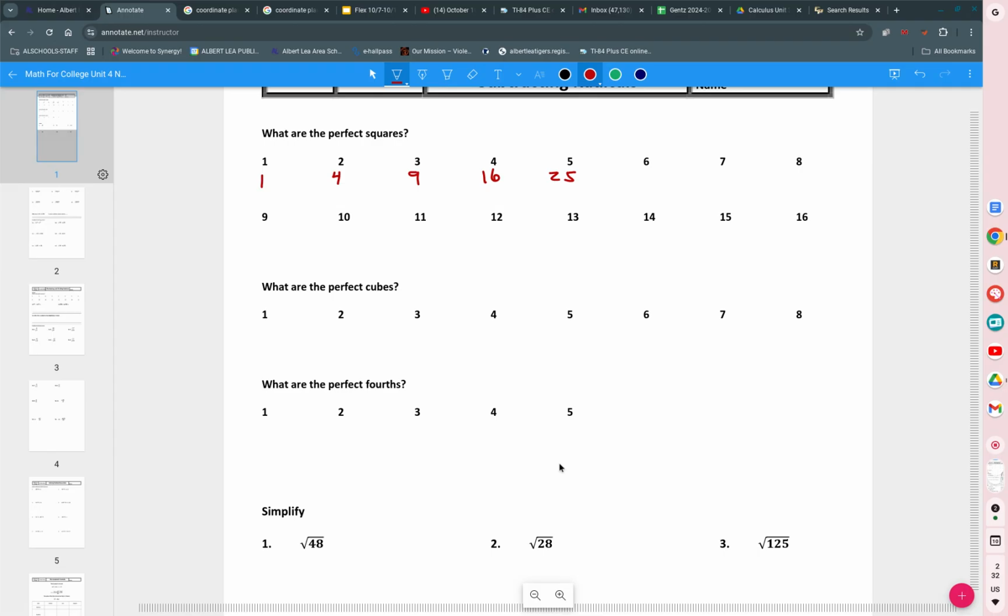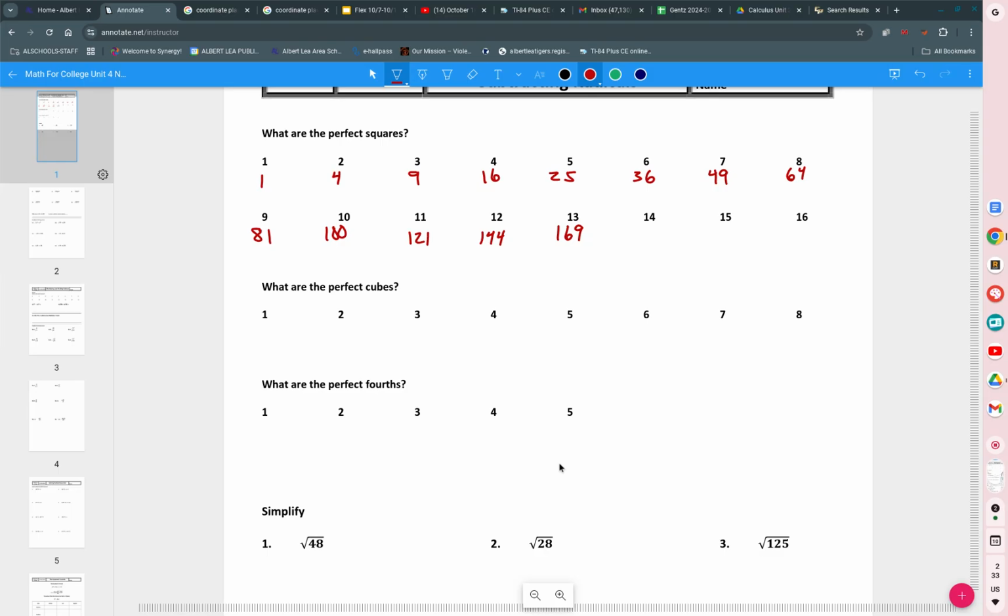I'll give you all the perfect squares, cubes, and fourths. What is 6 squared? 36. 7 squared? 49. 8 squared? 64. 9 squared is 81, and 10 squared is 100. How about after that? 121. Good. 144. 169.